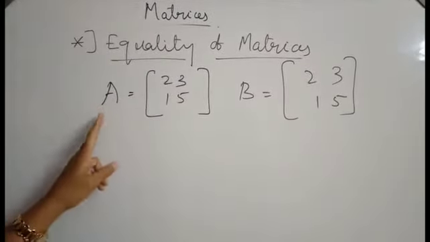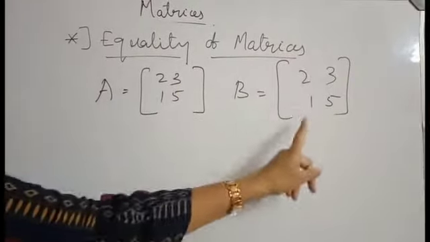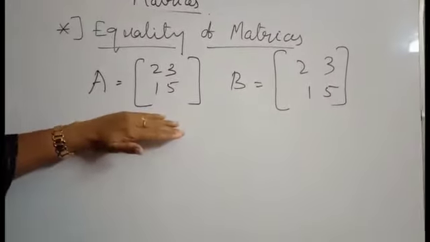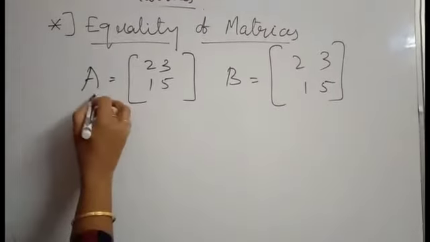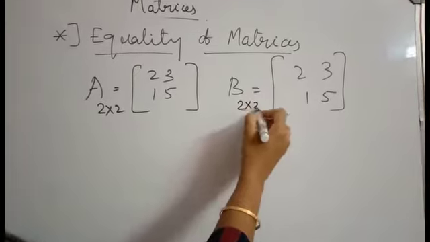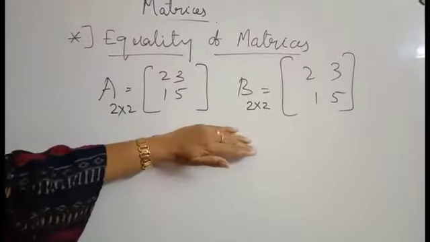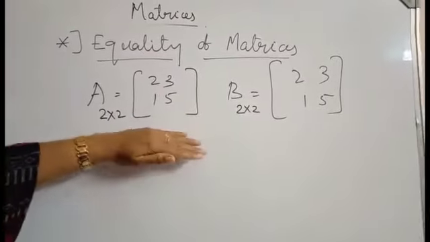Here I have written matrix A as 2, 3, 1, 5 and the other matrix as 2, 3, 1, 5. In the first case, what's the order of this matrix? This is 2 by 2, and the next matrix also has order 2 by 2. So, as the first point, both have the same order. Now look at the corresponding elements.